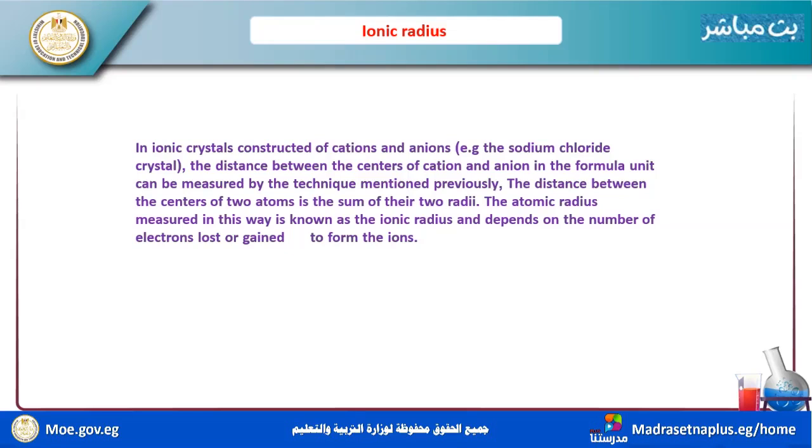Now, to know the bond length, you can sum the radius of Na positive plus the radius of Cl negative. I mean ionic radius, not atomic radius, because it's not a molecule. It is formed from ionic bonds, an ionic compound.